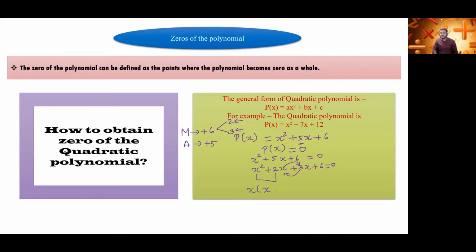Okay, so from the first two terms x will be common. So what will be remaining inside the bracket? x plus 2. And from the third and fourth term, what is common? Plus 3 is common. So what will be remaining inside the bracket? x plus 2 will be equal to 0.